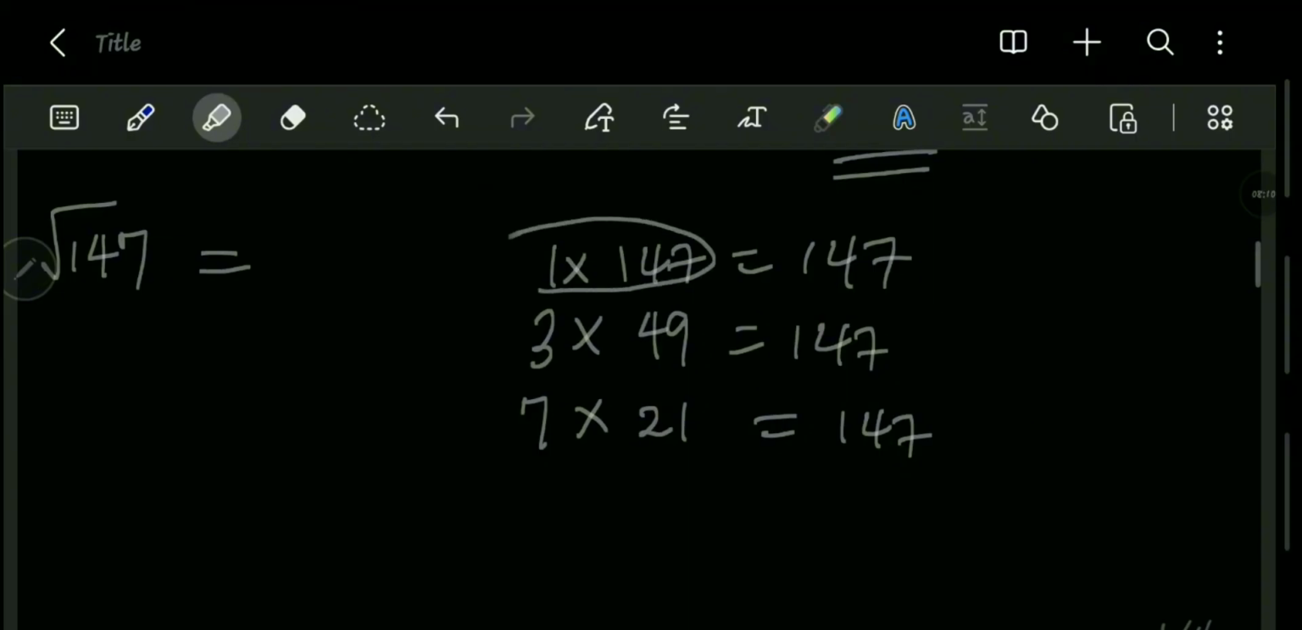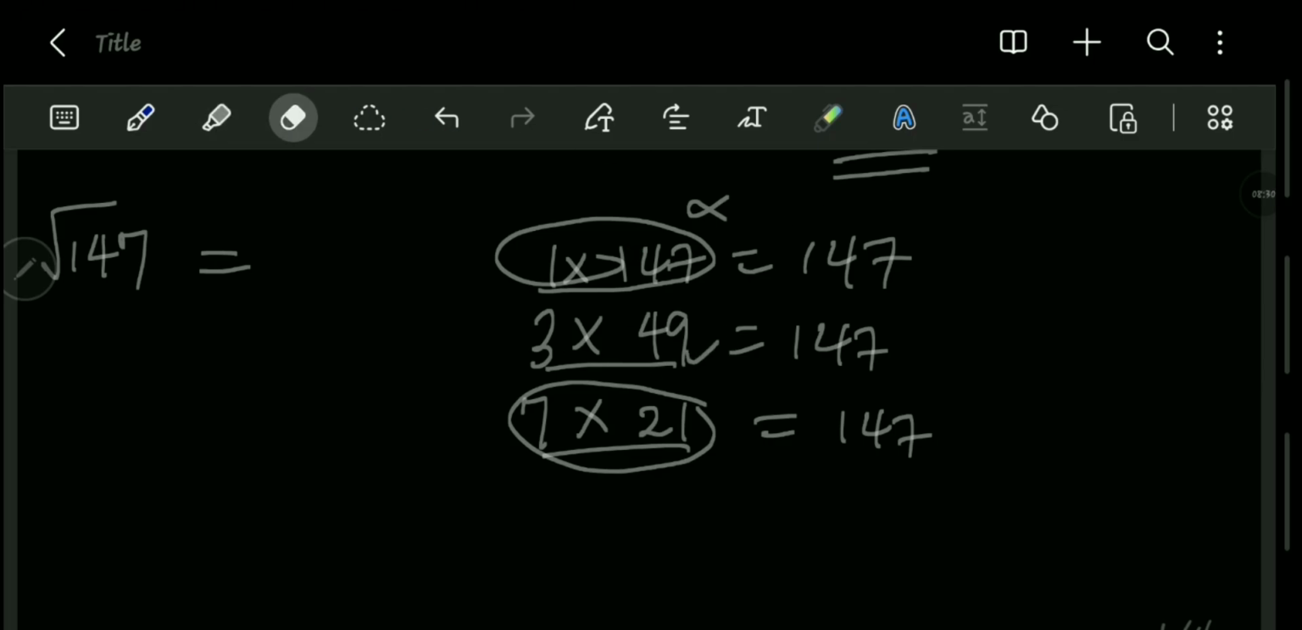Obviously we can't use the first pair. You just know that you can't use the first pair. So between this pair and this pair, which of them is a perfect square? This is not a perfect square. This is a perfect square. This is not a perfect square. This is not a perfect square. So we can't use this, and we can't use the first one. So we are using 3 times 49.